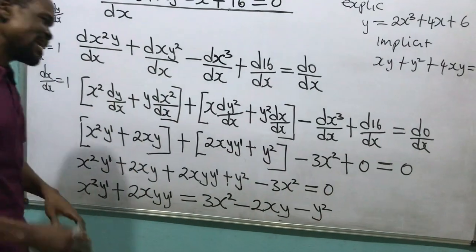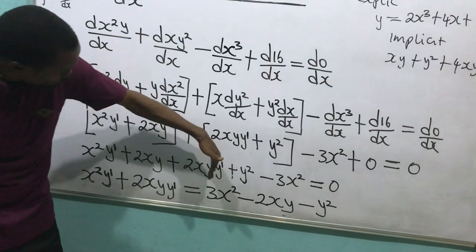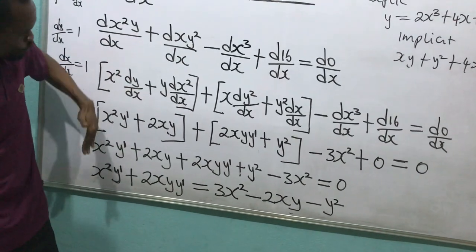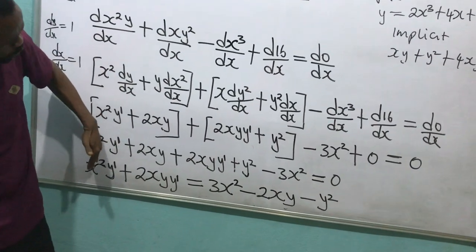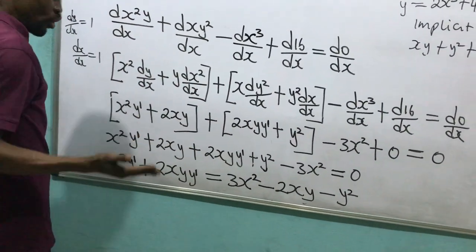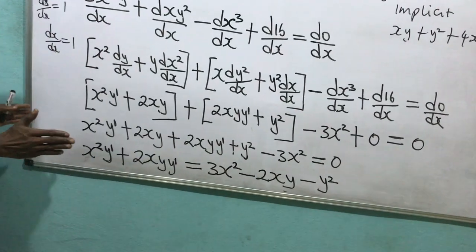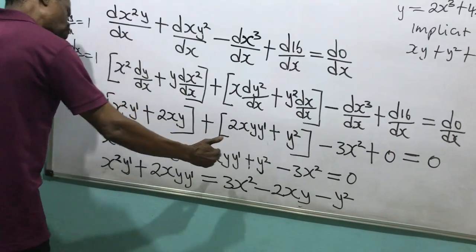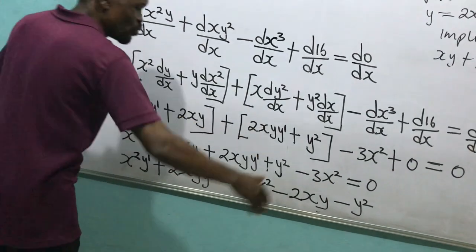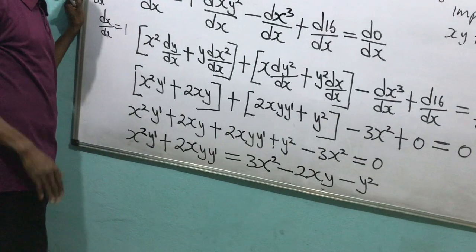Then now, what's the next? I'm going to collect those terms that contain y prime on one side of the equation. I'm going to take those that don't contain y prime to the other side of the equation. Any side is of your choice. You can take it this side or this side. But one thing is sure, I'm going to take those that contain y prime to one side of the equation and those that don't contain y prime to the other side.